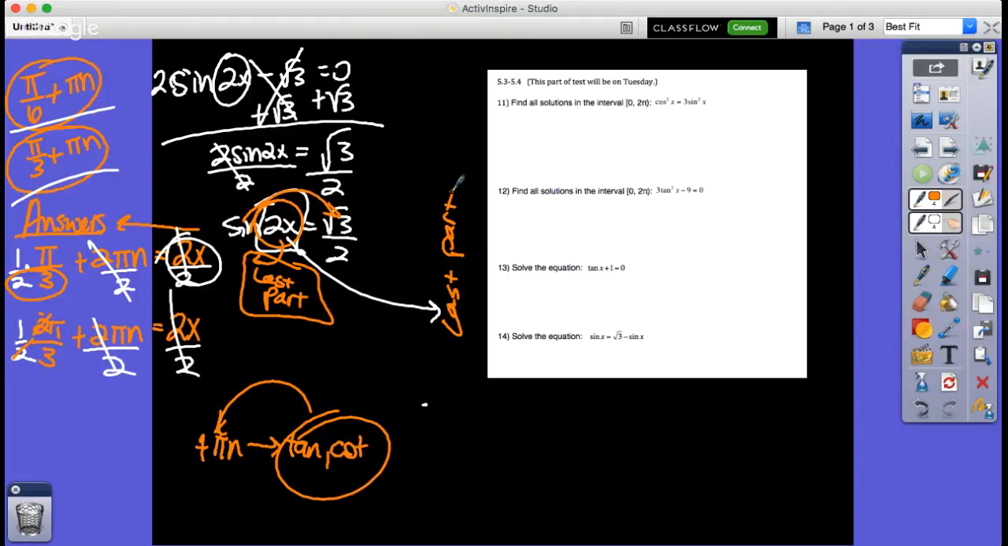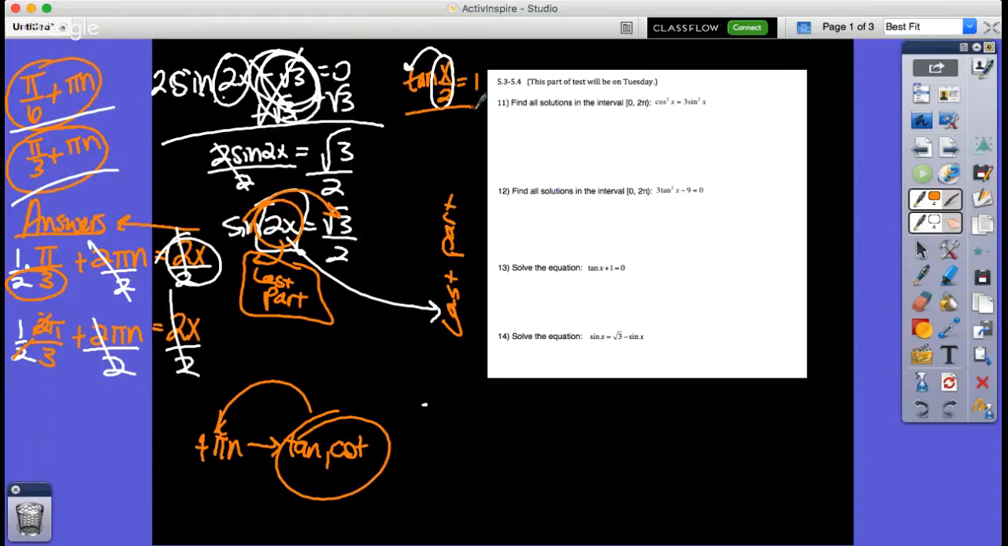Whatever's attached, right? If I had tangent of x over 2 equals 1, the x over 2, because that follows and is attached with tangent. Now, if it was unattached, that's different, right? This negative square root of 3 right here up on top was not attached to sine, so that's a little different. We added it over and then went from there.